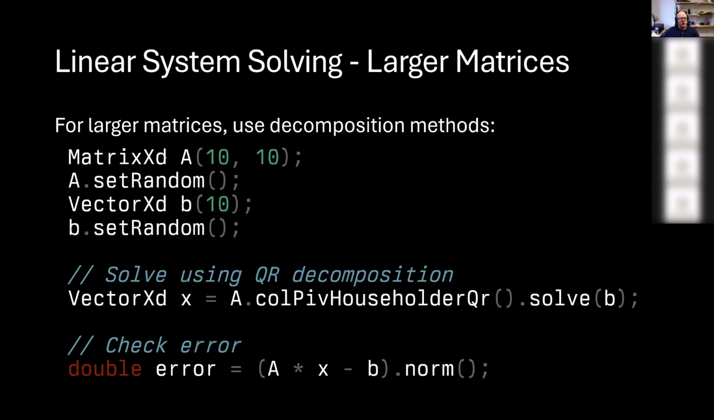So here are a 10 by 10 dynamic matrix with a dynamic vector, and what you do here is you use colPivHouseholderQr. That is the kind of decomposition you want to use, and then that has a solve method, and you solve that for B. So Eigen has a lot of these methods built in for creating these decompositions, and that decomposition has a solve method that you can call. Then you can check the error by doing (A * x - B).norm().